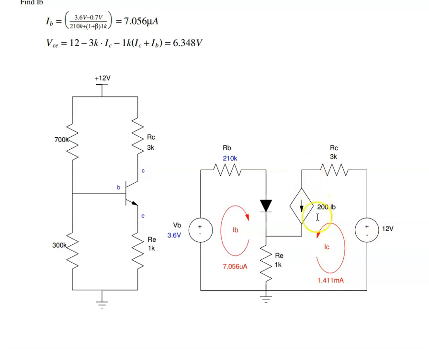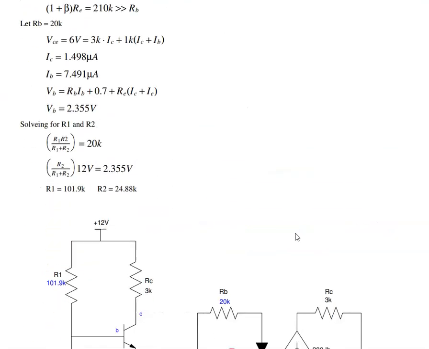Then the Q point, VCE, is 12 minus RC IC minus RE times (1 plus beta) IB. That gives you 6.348 volts. So there's your Q point. That's analysis of the circuit.